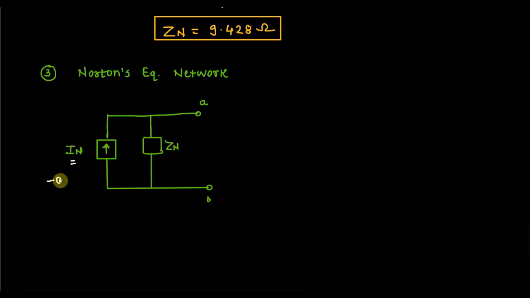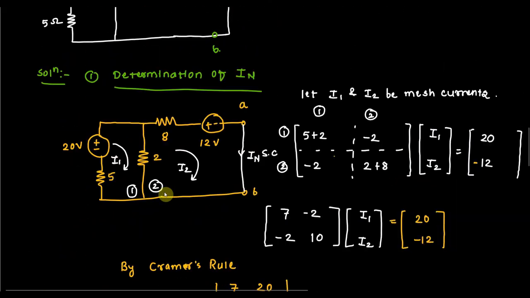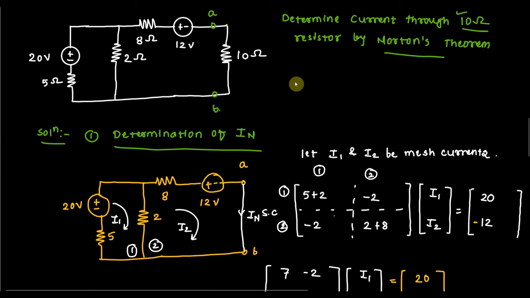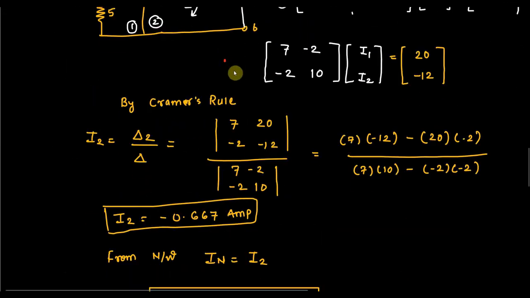In comes out to be minus 0.667 ampere and Zn comes out to be 9.428. So the complete network is now replaced by this Norton's equivalent network. This is our third step. Now, in the fourth step, we determine the load current IL by using the formula. For that, we had removed this 10 ohm, the ZL, and put a short circuit. So now add that 10 ohm back in the circuit.